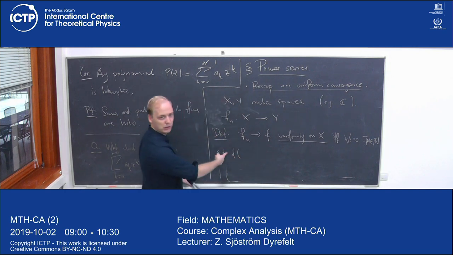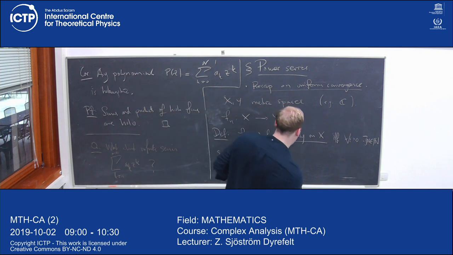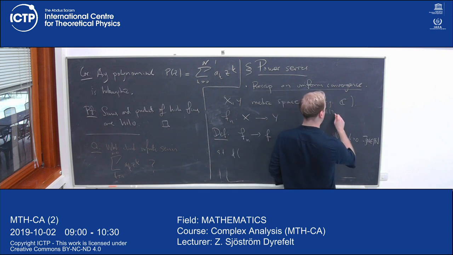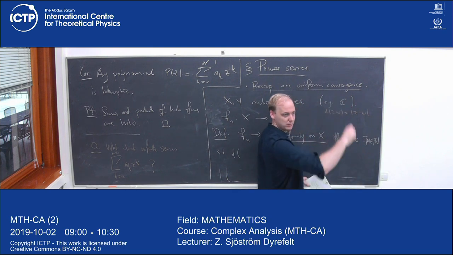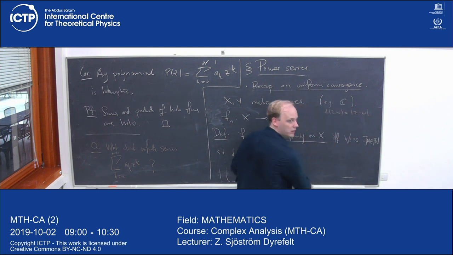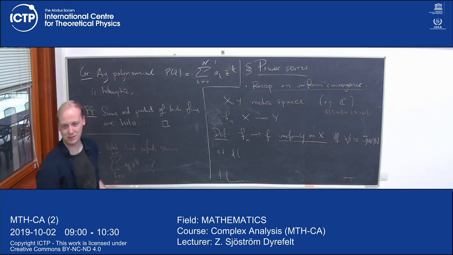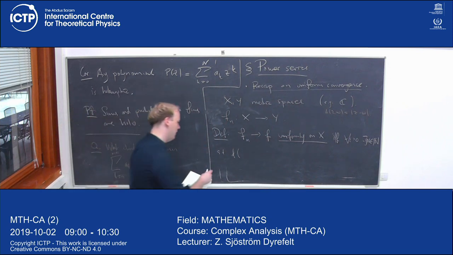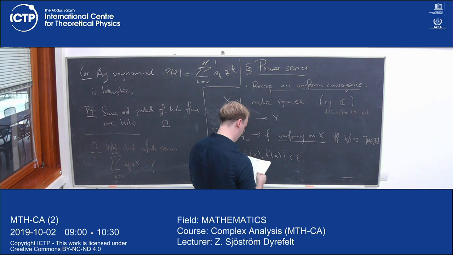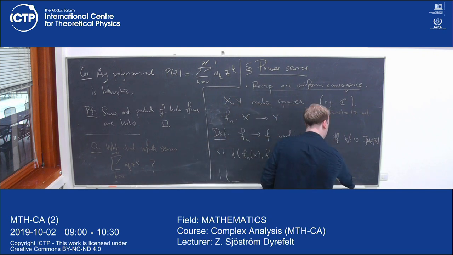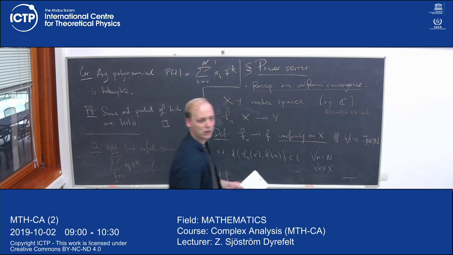So for example, in C, this distance would be given by the absolute value. So this is the usual distance in R^2. If you're confused about these metric spaces, think about C with this distance. So d of f_n(x), f(x) is less than epsilon, and this holds for all n greater than N and for all x in X.